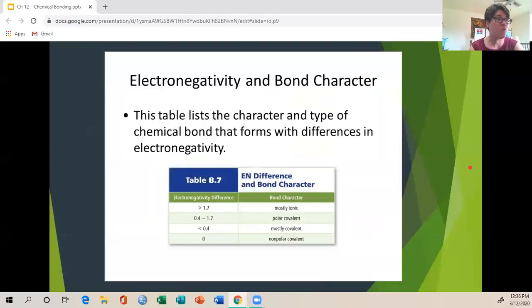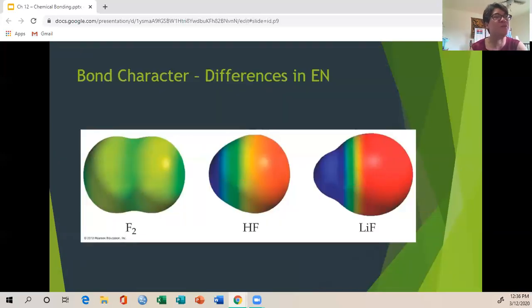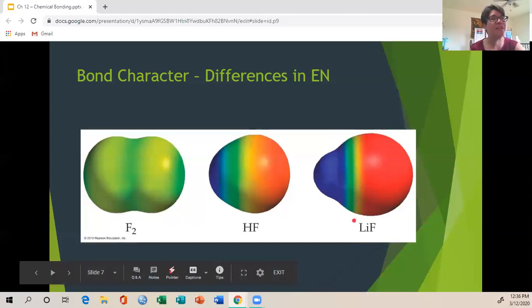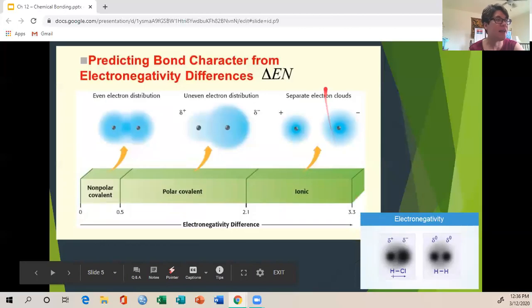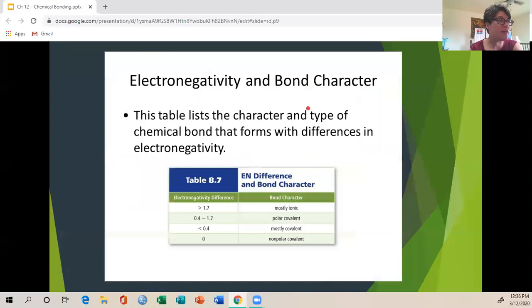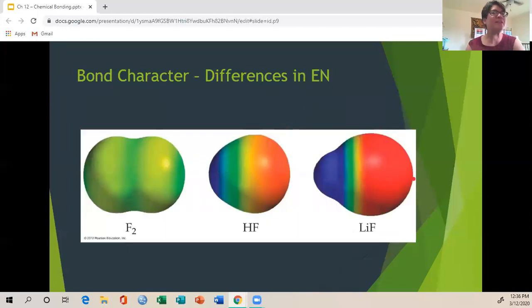We already know that rule. But this is going to be a huge difference in polarity. It's so big that it's actually split right here. It's actually ionic, and it actually looks more like this. These are separate clouds. So that kind of shows you that range, and that it is kind of gray.